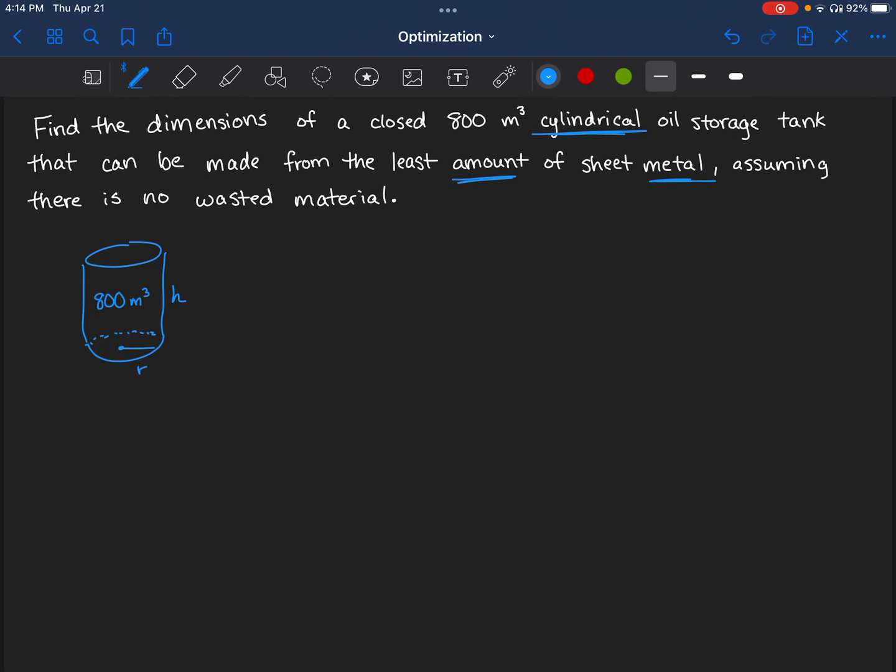So we know that, again, the volume is supposed to be 800 cubic meters, and the volume formula for a cylinder is pi r squared h. So that is going to be my auxiliary function.